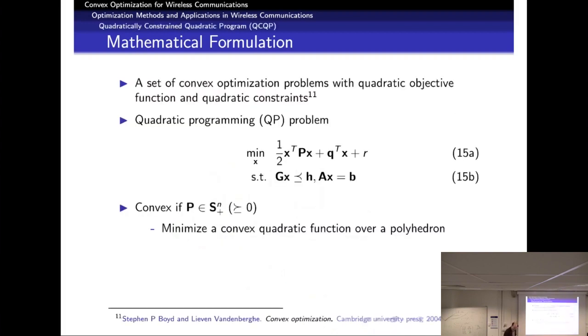Right, so this was linear programming, very interesting, used a lot in practice, but not in communication, or as far as I know so far.